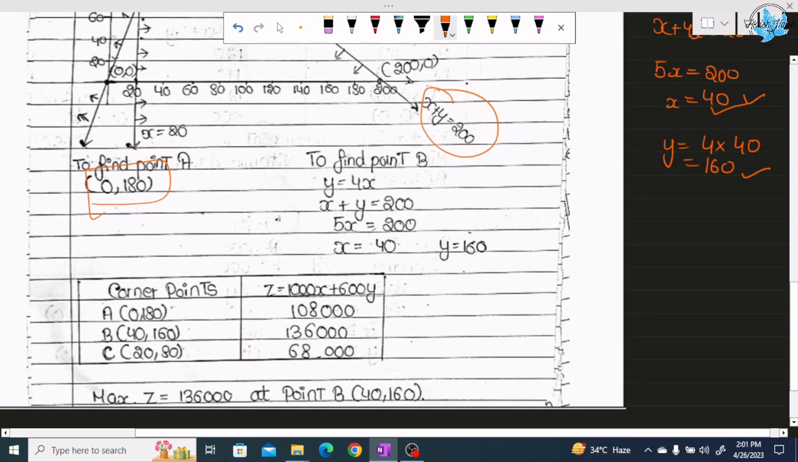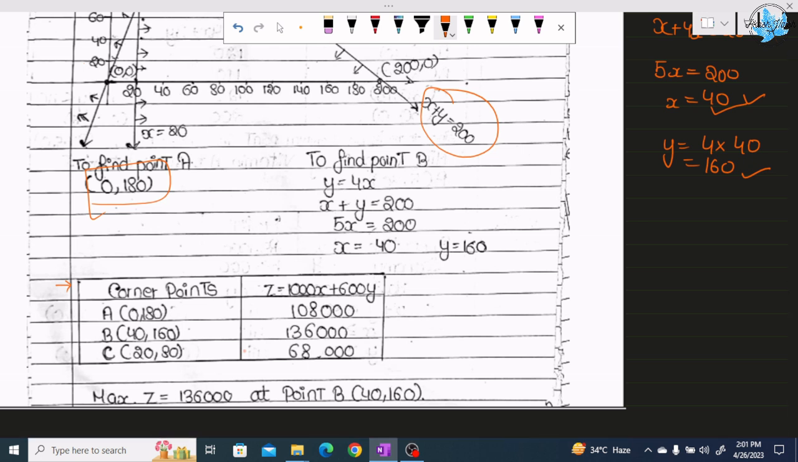Similarly, you will find the C coordinate. Okay, so after getting the points, I can see the coordinate points are A, B and C. So A coordinate we have found, B coordinate we have found, and similarly for the C coordinate you will find the intersection of the two lines. Just put the values. Now your function is given to you, that is 1000x plus 600y. So we have to maximize this function, that is 1000x plus 600y.